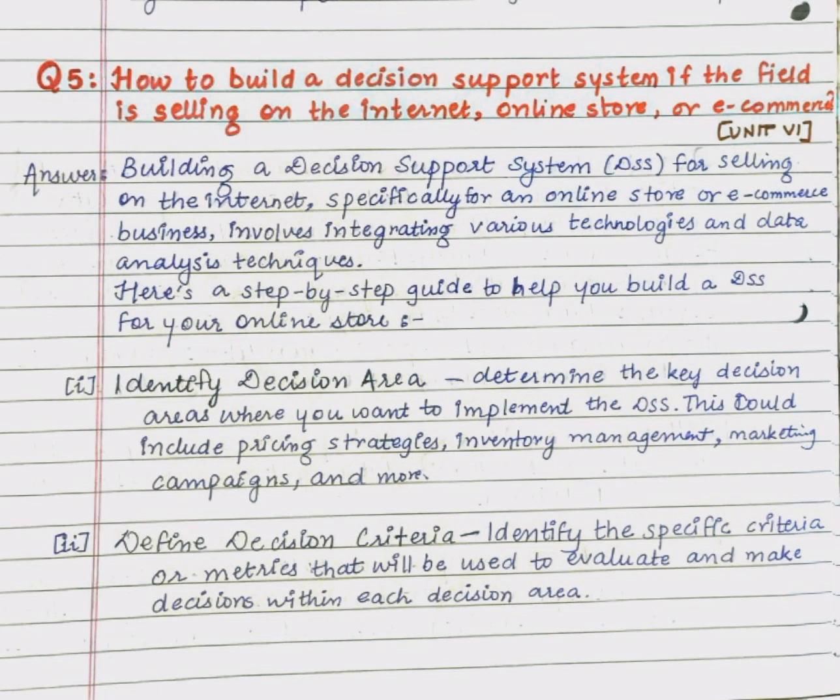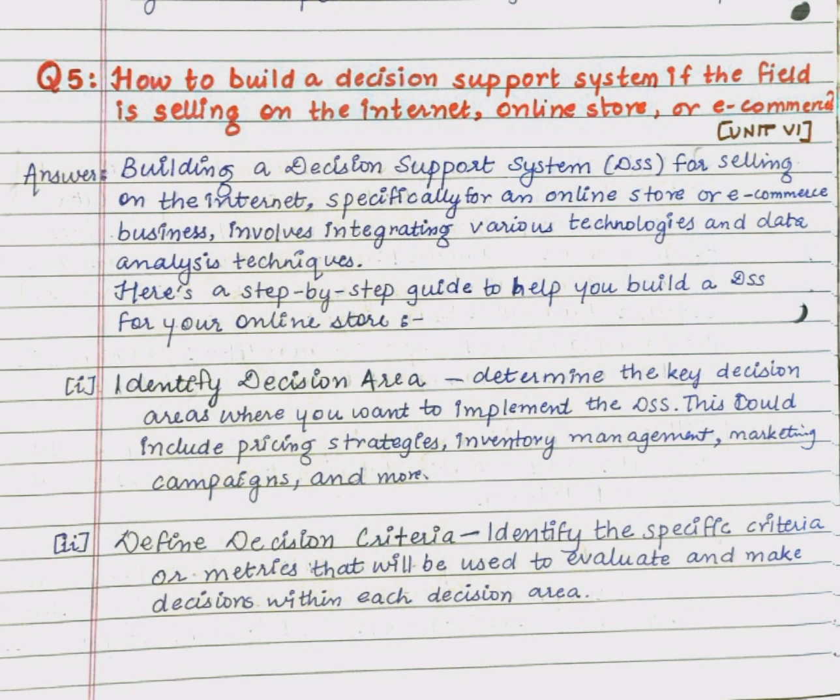Building a decision support system (DSS) for selling on the internet, specifically for an online store or e-commerce business, involves integrating various technologies and data analysis techniques. Here is a step-by-step guide to help you build a DSS for your online store.